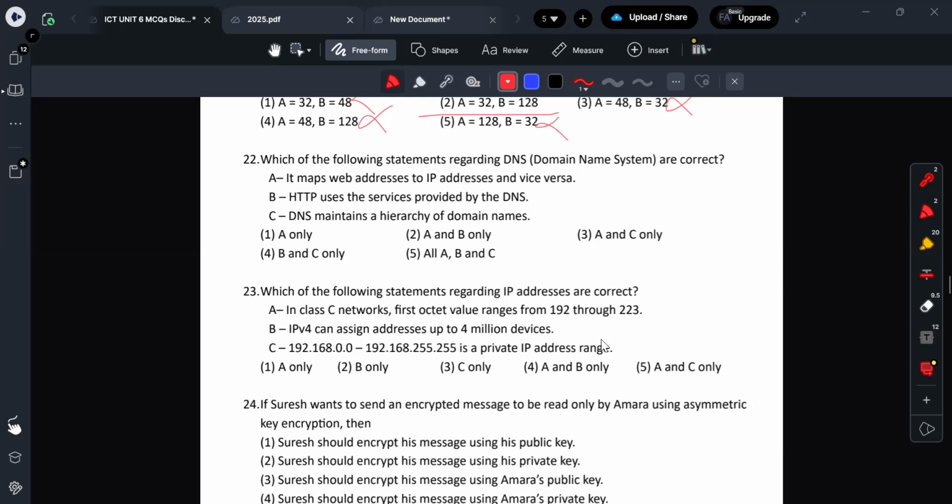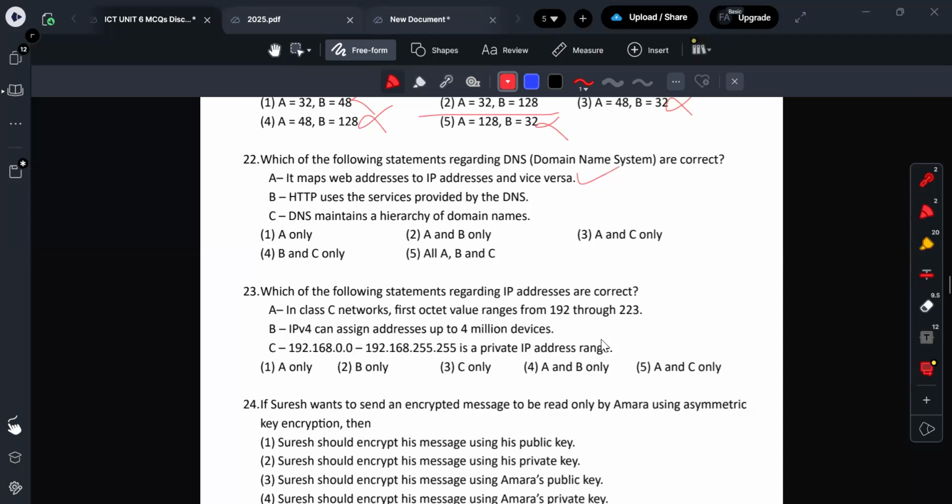The primary use, what does DNS do? It translates human readable domains like google.com into an IP address, and can perform reverse lookup. So what does DNS do? It can directly look up, right? It does directly look up. So that is correct.